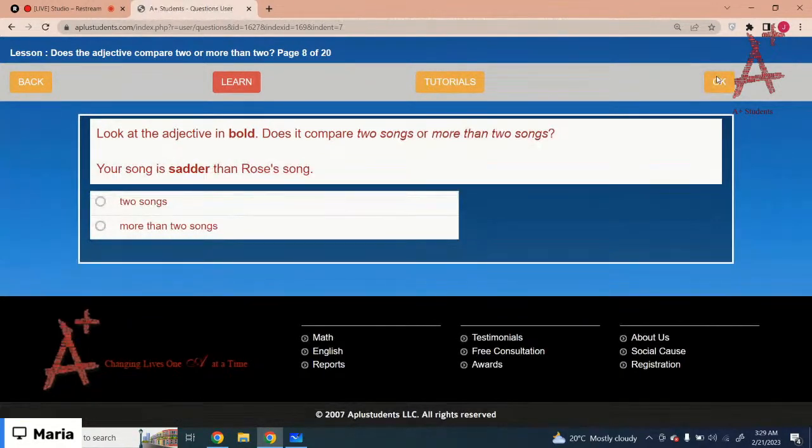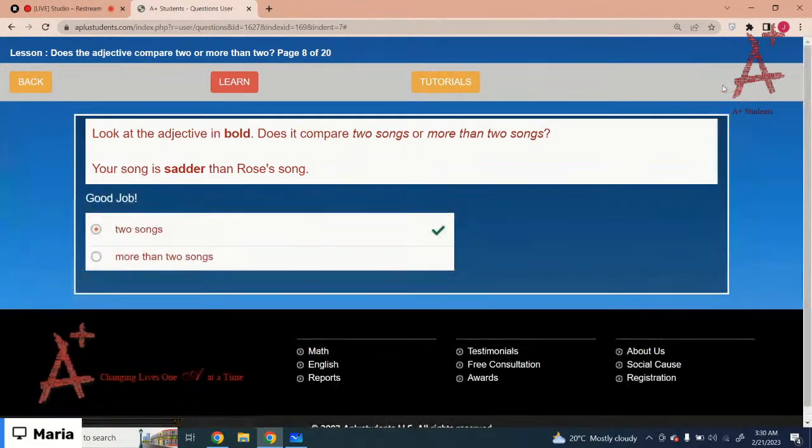Okay, your song is sadder than Rose song. So which is the correct option? Sadder, you have an ER with the adjective. Got it? You have an ER, that means that is the comparison between two songs. Got it? If you have an ER, that is the comparison between just two things.